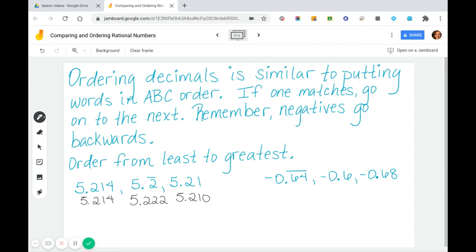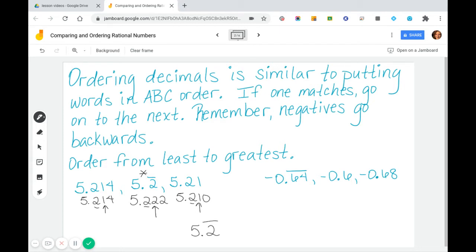They each have a 5 before the decimal, so that doesn't help me. So I go to the next one. 2, 2, and 2, those match, so that doesn't help me. The next one is a 1, a 2, and a 1. Well, I know 2 is bigger than 1, so I know my biggest number in this list is this one right here. So I'm going to go ahead and write down 5.2 repeating as the biggest.